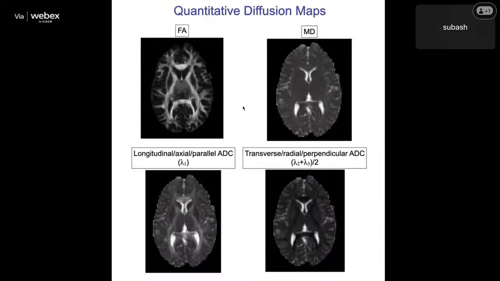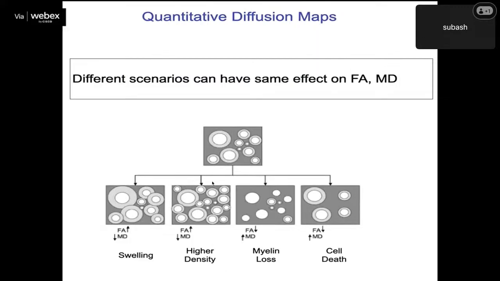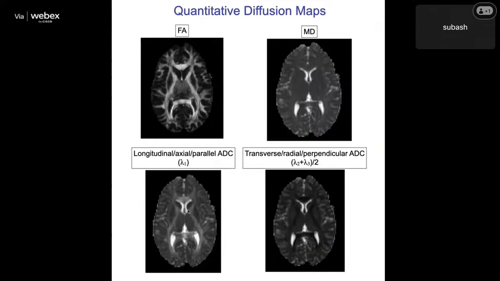So then you can generate these maps. This is the longitudinal map, or the lambda 1 or the FA map. You can see these are the fiber tracks. Now you are able to visualize in the brain how nicely they are visualized. This is called the mean diffusivity. This is lambda 2 plus lambda 3 divided by 2, and these are the two other parameters which were visualized here.